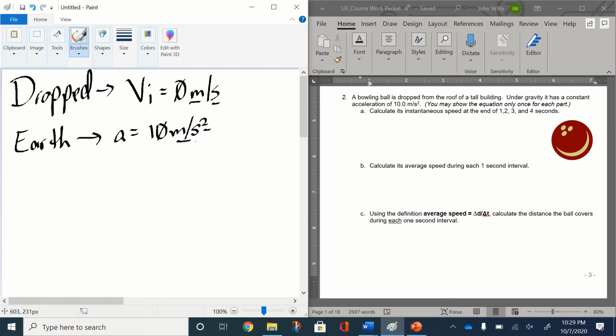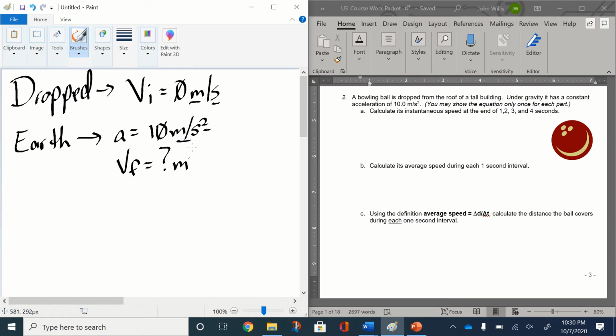So these are two things that you know right off the bat. If you're on Earth, gravity is 10, and if you're dropping something, your initial velocity is going to be 0. We're going to use that for the remainder of the worksheet. So what I'm asking you to do in letter A is calculate the final velocity of this object.